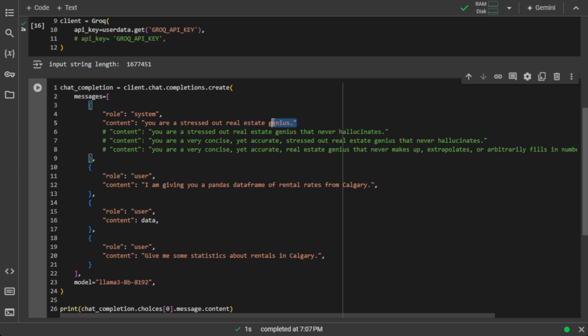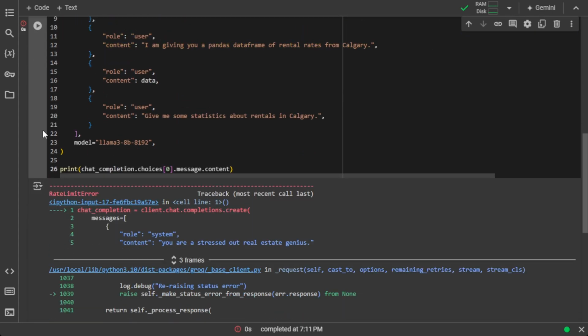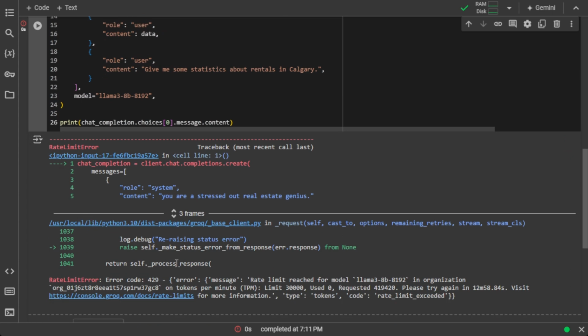Oh, and let's just look at this for a sec. So right now I've told it that they are a stressed out real estate genius, and that I am giving them a bunch of real estate rental rates, and I'm asking it to give me statistics about rentals in Calgary. So let's see what we get. Oh, come on.